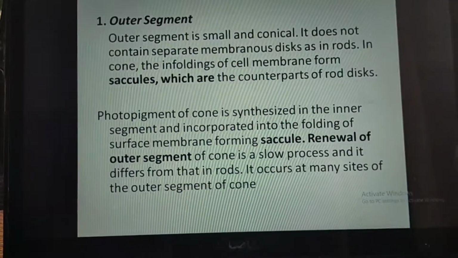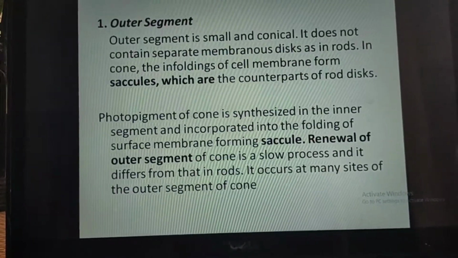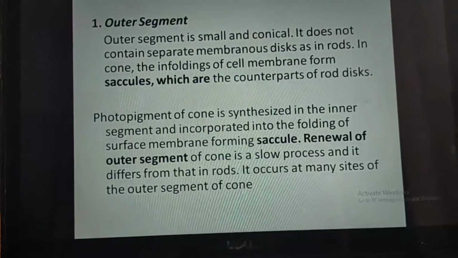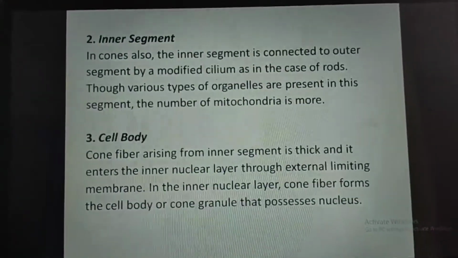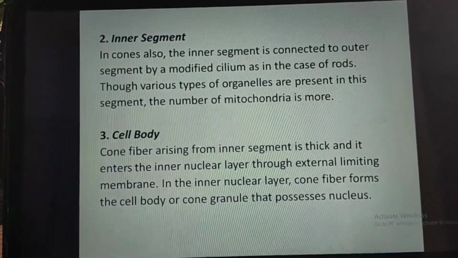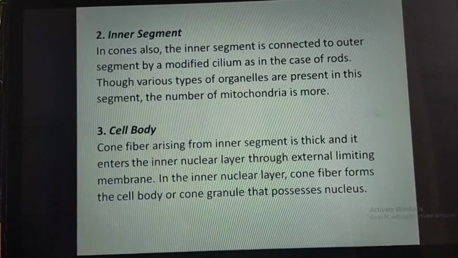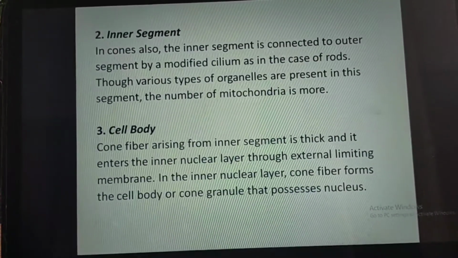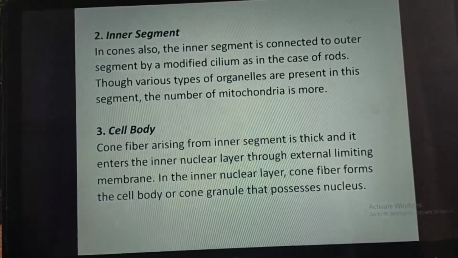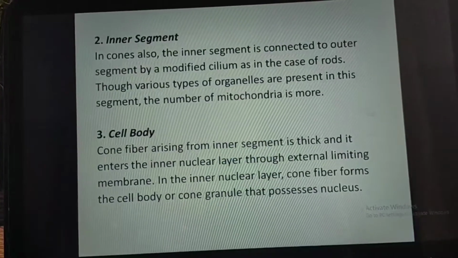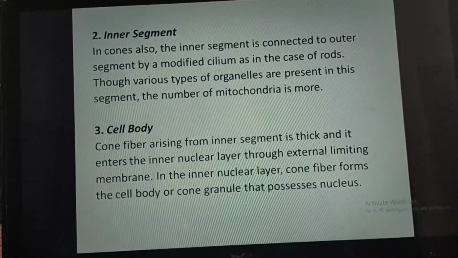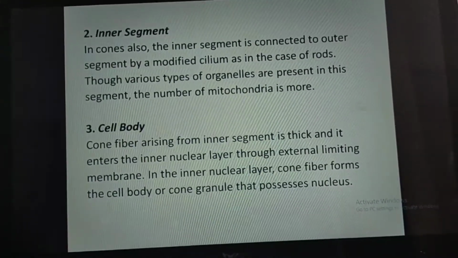Renewal of the outer segment of the cone is a slow process and it differs from that in rods. It occurs at many sites of the outer segment of the cone. Inner segment. In cones also, the inner segment is connected to the outer segment by a modified cilium, as in the case of rods. Though various types of organelles are present in this segment, the number of mitochondria is more.